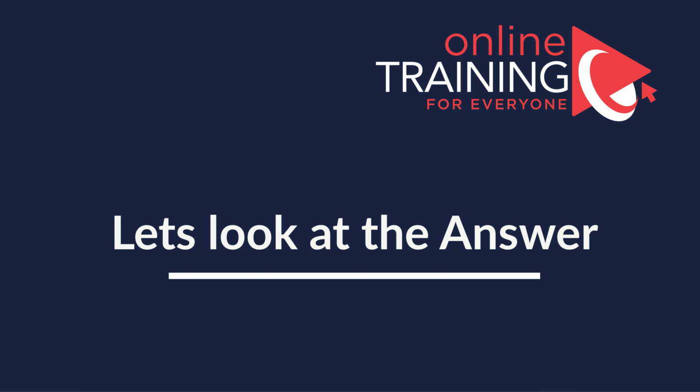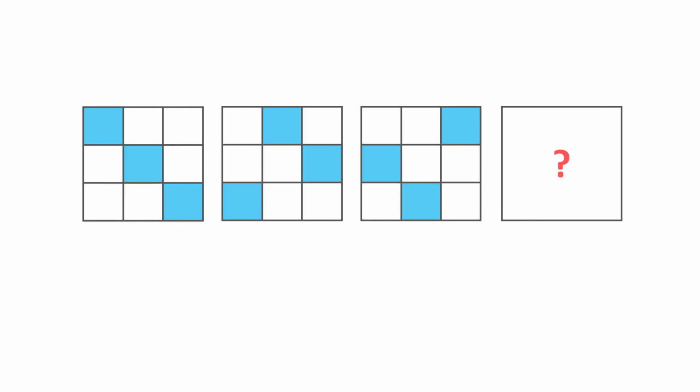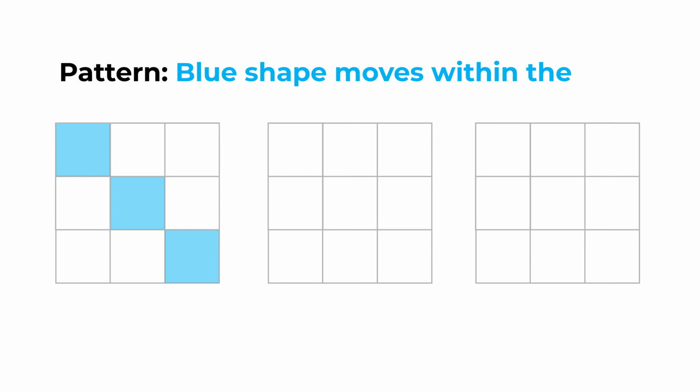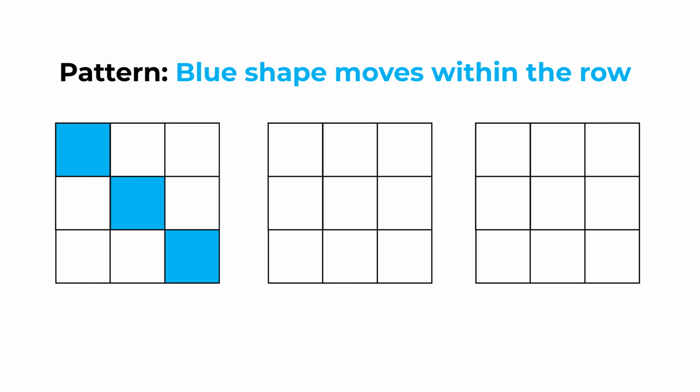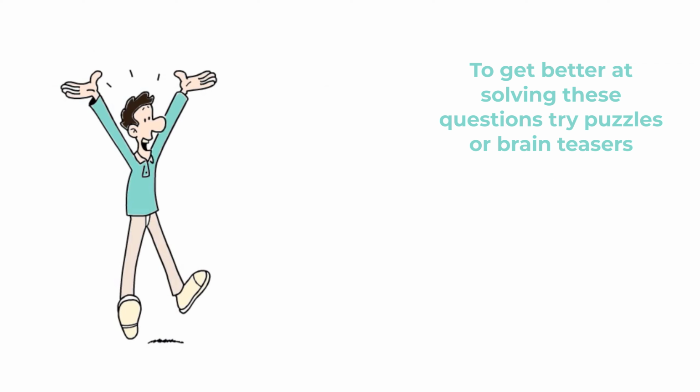As always, my advice to you: look for patterns. And determining the pattern is key to solving this particular problem. What you need to know to answer this particular question is that the blue shape moves within the row of the larger shape. In each row, the blue shape moves from left to right, 1 step at a time. And once the blue shape reaches the end of the row on the right, it reappears on the left. So the correct answer here is choice D. Hopefully you've nailed this question and now know how to answer similar problems on the test.